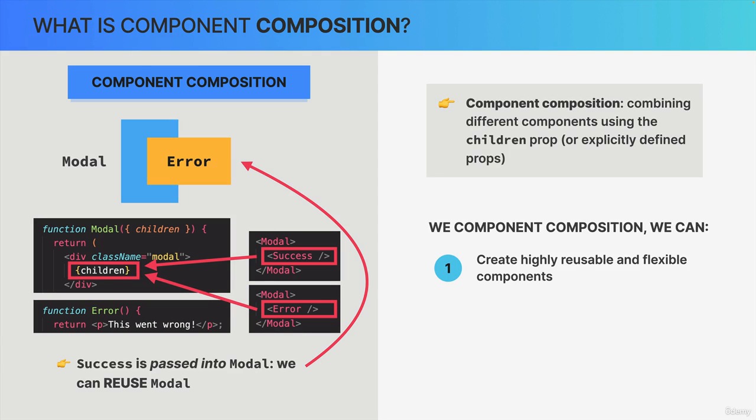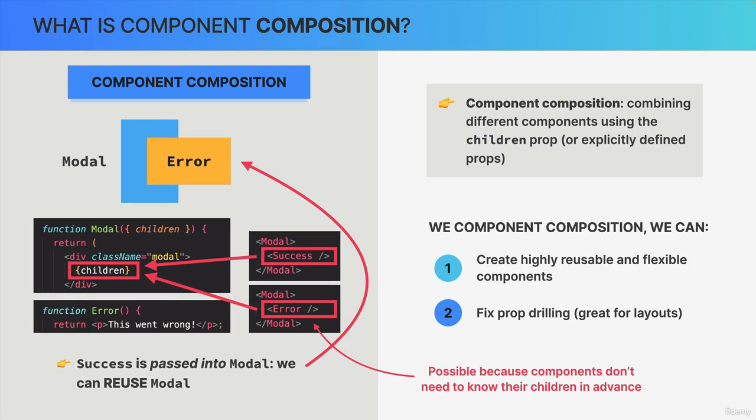Now, the second situation in which we can use composition is in order to fix a prop drilling problem like the one that we found in the previous video. And this is actually great for creating layouts, as we will do in the next video. Just keep in mind, once again, that this is only possible because components do not need to know their children in advance, which allows us to leave these empty slots inside of them in the form of the children prop. And with that being said, let's return to our project.